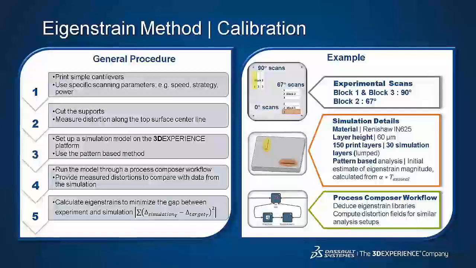So we show on the right a validation example we did with the Renishaw case study. We calibrated an Eigenstrain tensor for both 0 and 90-degree scan patterns and another Eigenstrain tensor for the rotating 67-degree scan pattern. We simply used lump simulation layers to make it faster.